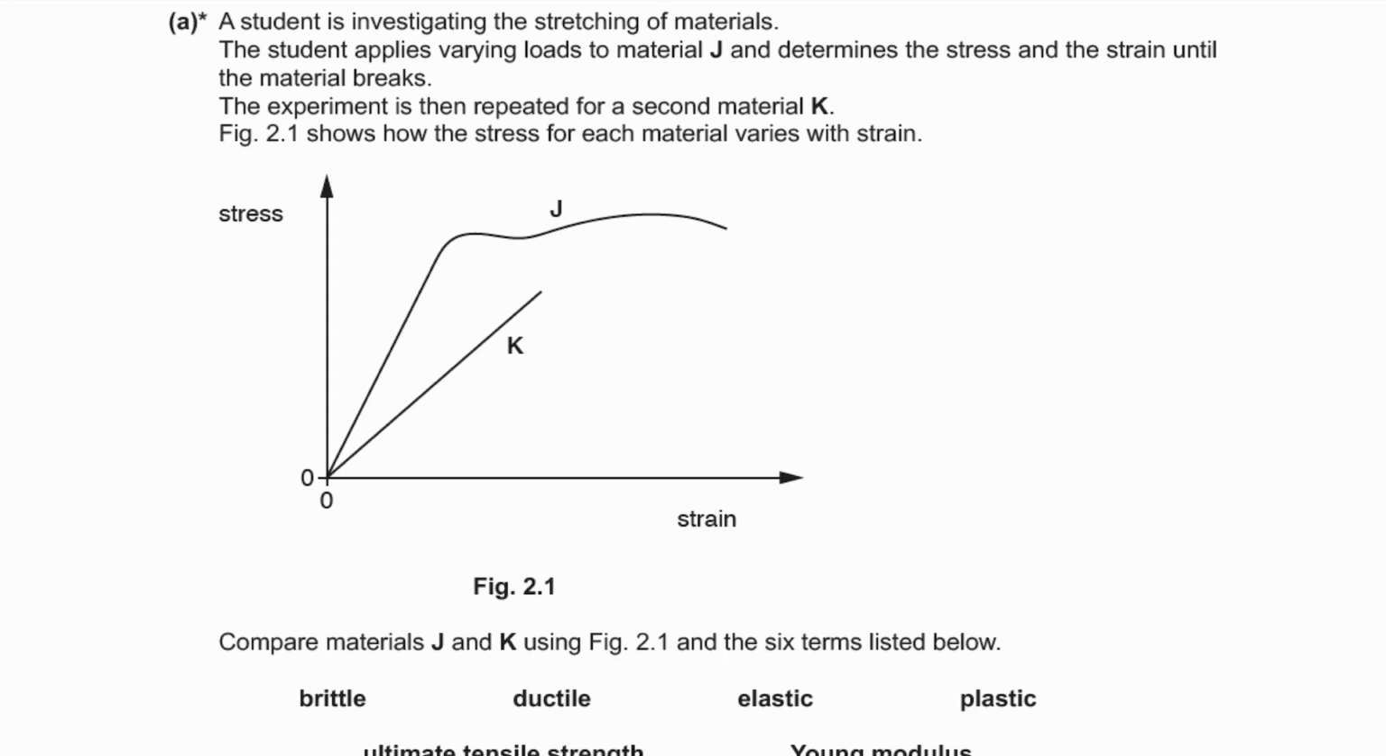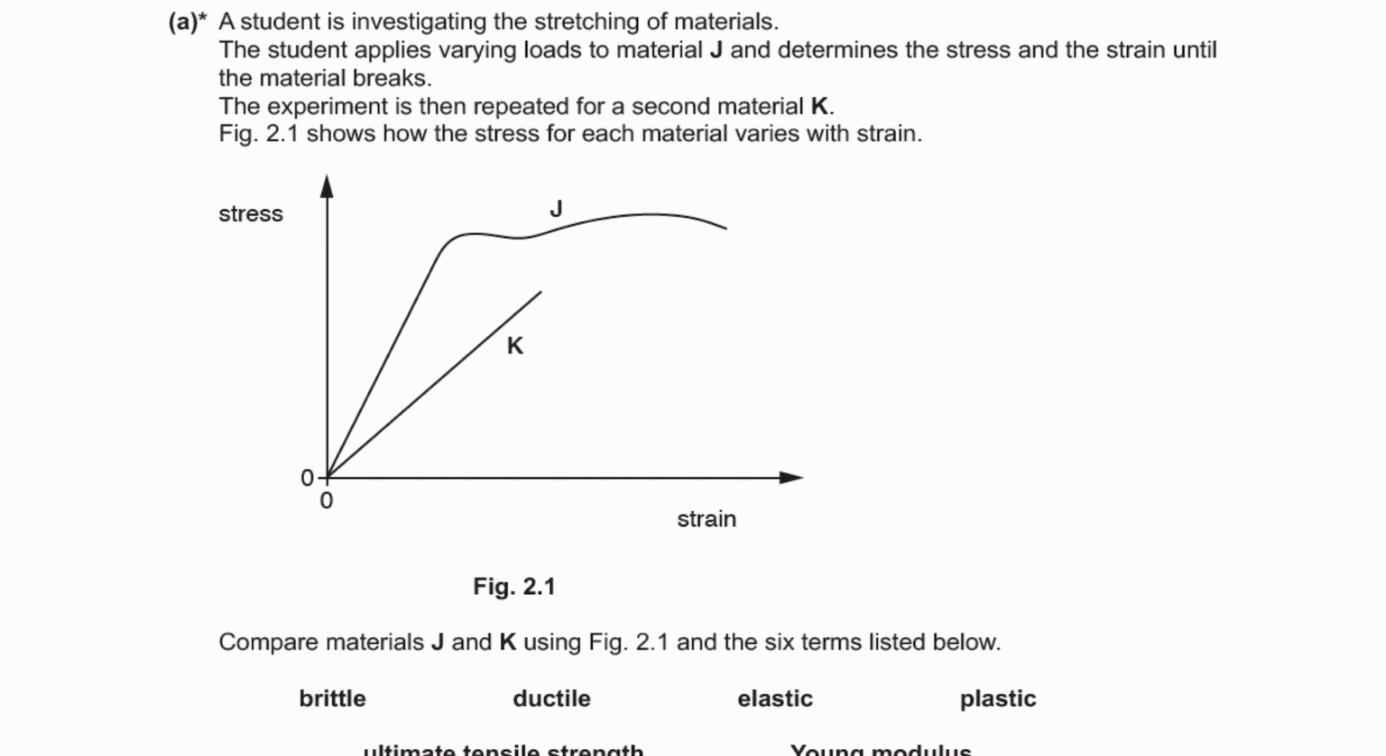A student is investigating the stretching of materials. The student applies varying loads to material J and determines the stress and strain until it breaks. The experiment is then repeated for a second material K. Figure 2.1 shows how the stress for each material varies with strain.